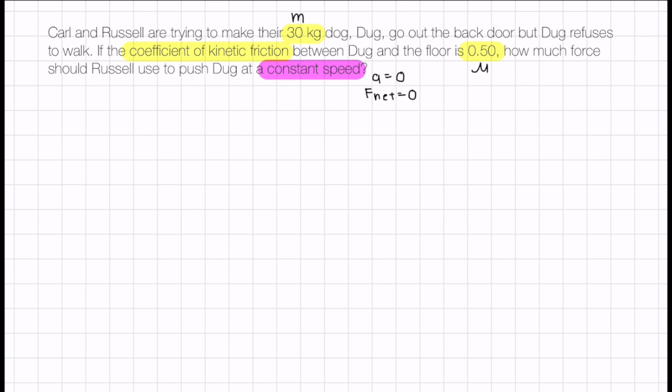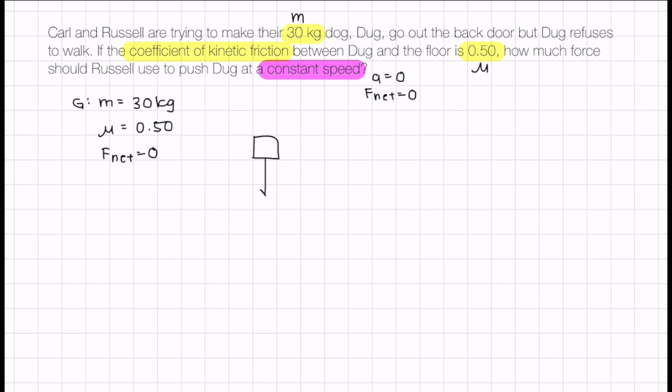So let's go ahead and list this and draw our free body diagram. So I'm given the mass of the dog is 30 kilograms. I also know that the coefficient of kinetic friction is going to be 0.5. And I know that acceleration equals 0. And so I'm going to actually have that situation show up in the free body diagram. I will list that F net equals 0 though. Okay, let's go ahead and draw the free body diagram.